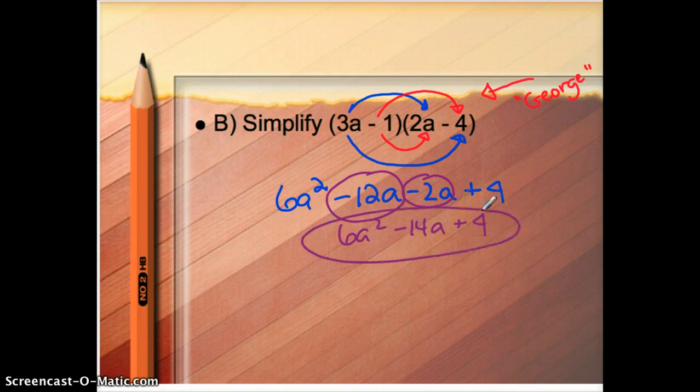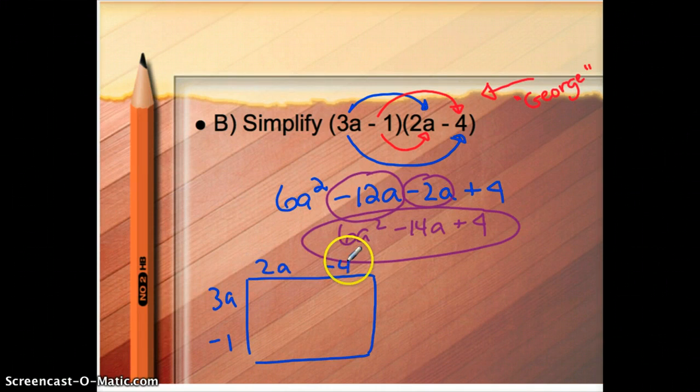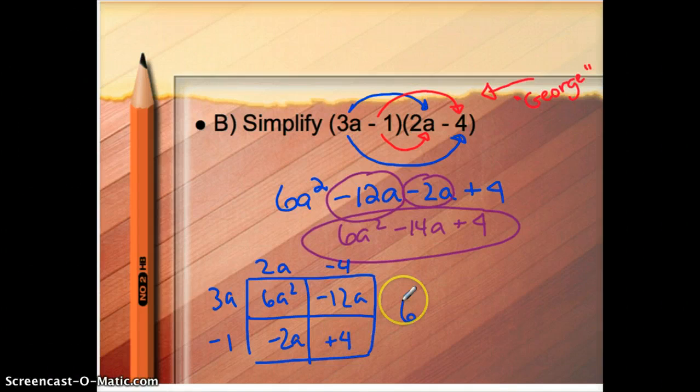Okay, you could have definitely done the same exact thing by using a rectangle diagram. You have to remember it's 3a plus negative 1 though, then 2a plus negative 4. Multiply each section, you're going to get 6a squared, negative 12a, negative 2a, and positive 4. And then we add them all together, you're going to see I get the exact same thing, 6a squared minus 14a plus 4. Okay, so I'll let you use the method of your preference.